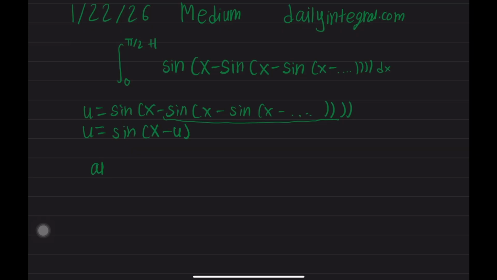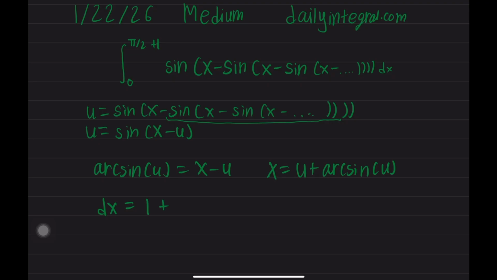So we can now solve for x. We have arc sine of u is equal to x minus u, so x is equal to u plus arc sine of u. This means dx, well, the derivative of u is just 1, and the derivative of arc sine is 1 over the square root of 1 minus u squared. And then we have our du.